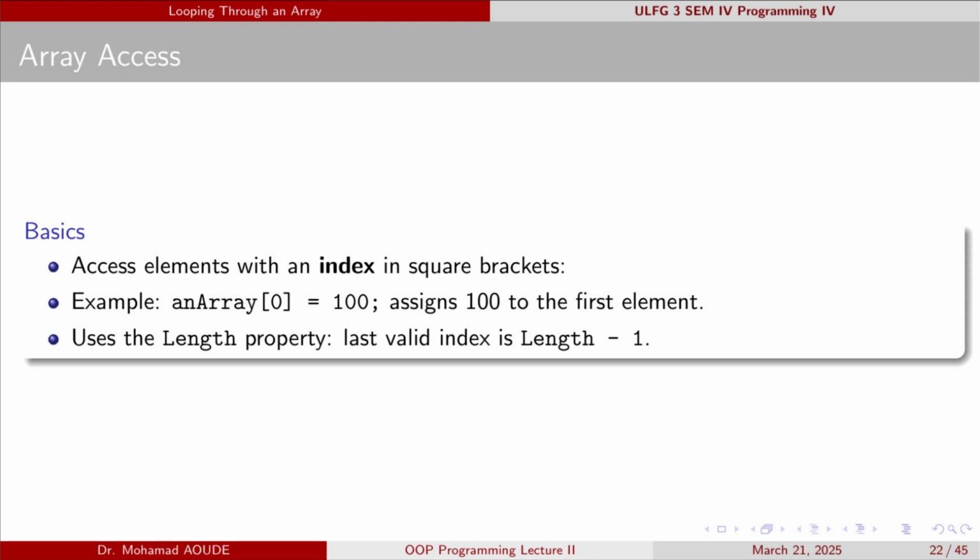Accessing array elements is simple. You just use the correct index. For example, array[0] = 100 assigns the value 100 to the first element. Always remember that the last valid index is length - 1.